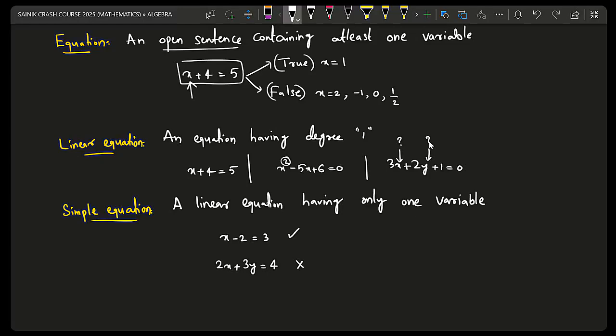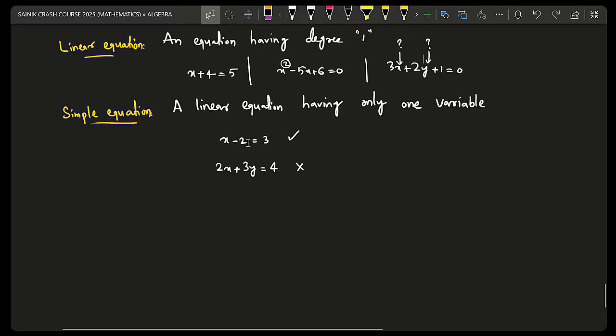Okay. Now we will continue. How to solve the simple equation? To solve the simple equation, we can use a method called transposition. So what is transposition? Let's take this first example: x minus 2 is equal to 3. I want to find the value of x where this becomes true. Remember one thing: the left side of the equal to sign we call LHS, and the right side we call RHS. Left hand side and right hand side.